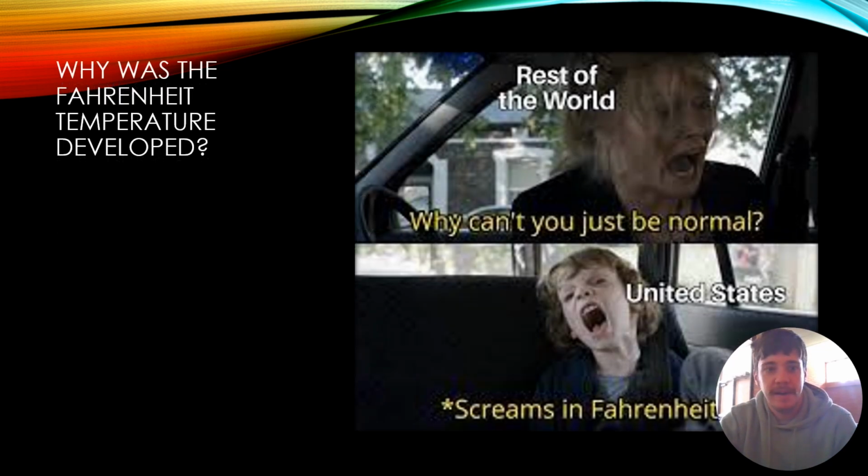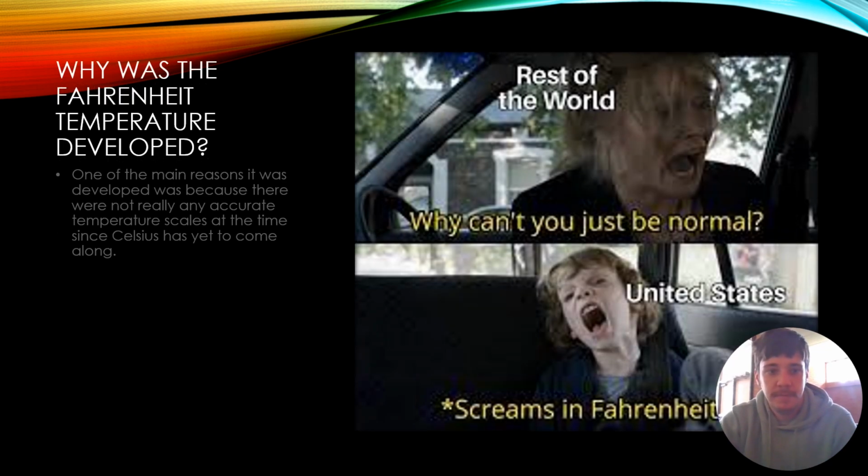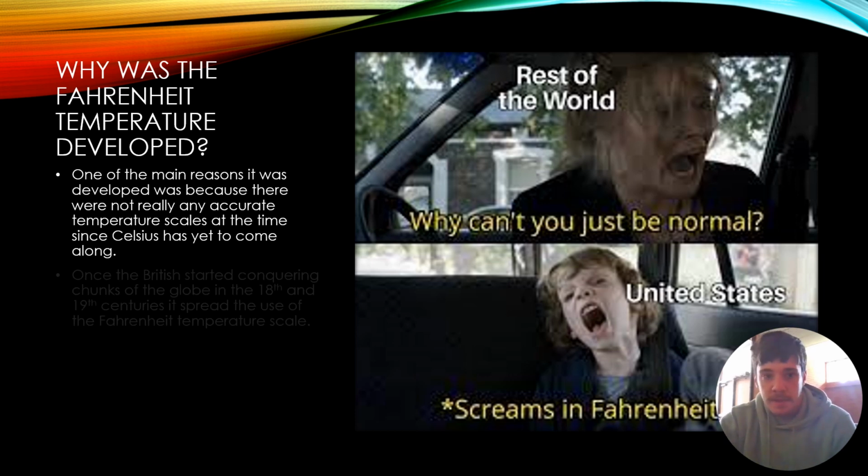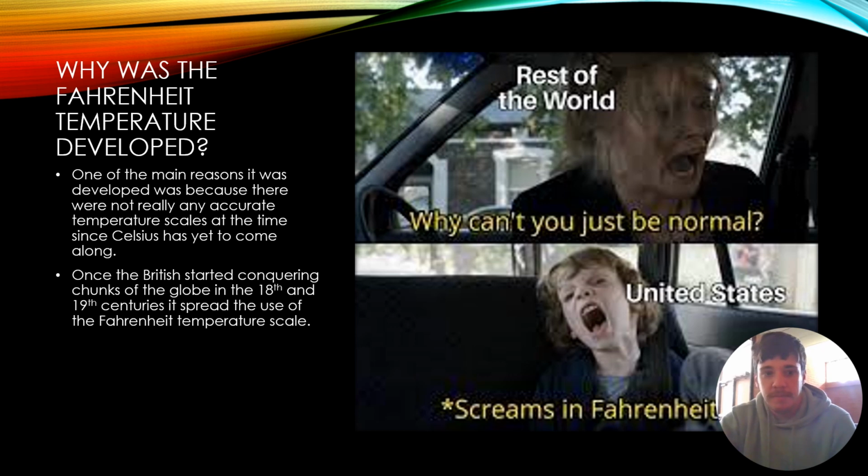Why was the Fahrenheit temperature scale developed? One of the main reasons it was developed was because there were not really any accurate temperature scales at the time, since Celsius had yet to come along. Once the British started conquering chunks of the globe in the 18th and 19th centuries, it spread the use of the Fahrenheit temperature scale.